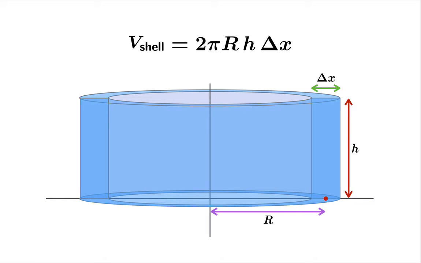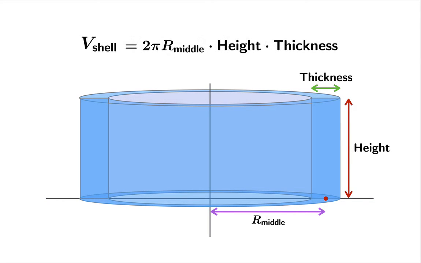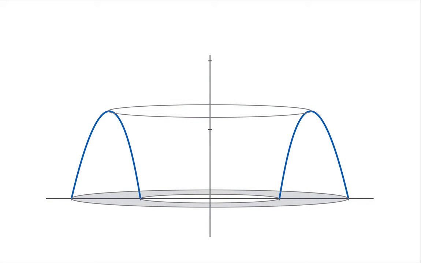So there you go, and to be more conceptual about it, perhaps we should label it this way so that you sort of have a coordinate-free, variable-free formula. The volume of a shell is 2 pi times the middle radius times the height times the thickness. We're going to need this several times in the rest of the video. So back to our bundt cake.